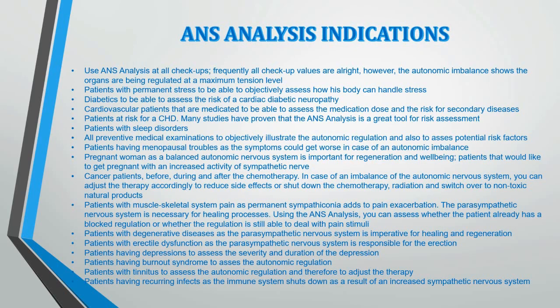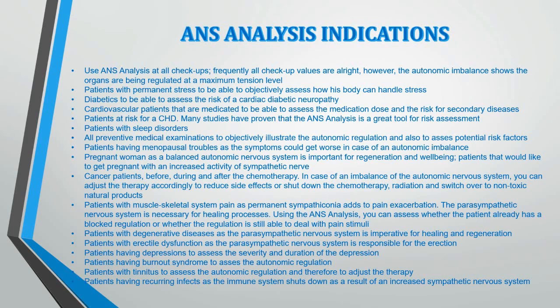Alright, now that we've looked at some examples and how the autonomic nervous system connects to the heart rate variability and how we can determine what is going on with the patient by looking at all of these values, what are the indications that we can work on with the ANS Analysis Professional System? We can use it, of course, for all of our checkups.